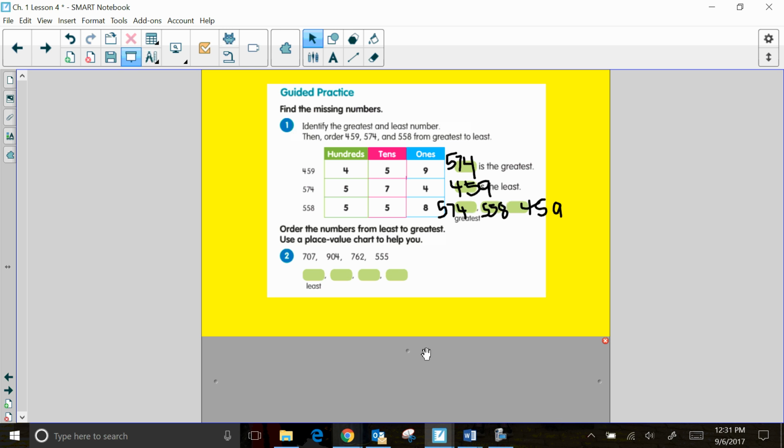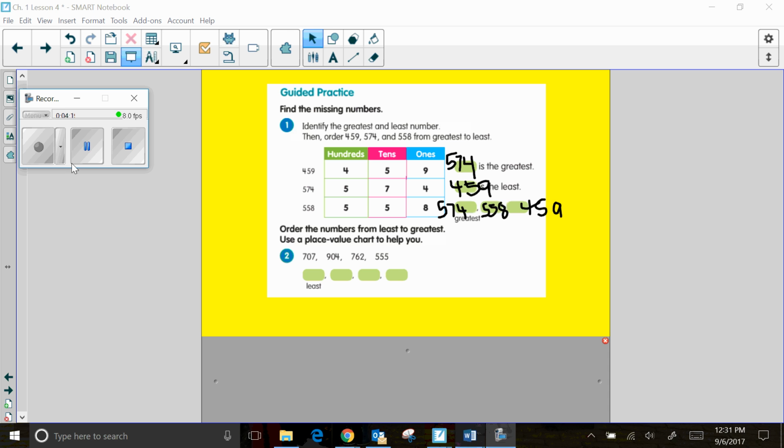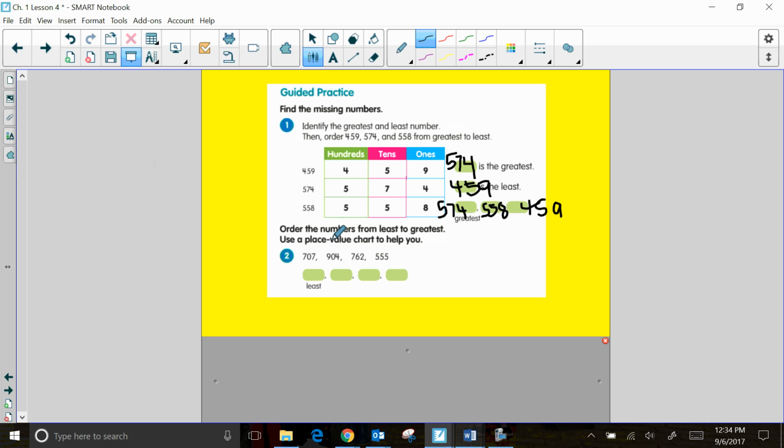Now you try. We have 4 numbers that we're going to order from least, meaning the smallest, to the greatest. Go ahead and give it a try. All right, now that we've had a minute, let's look over here at these numbers and order them from least, meaning smallest, to greatest. Looking at my hundreds place, 700, 900, 700, 500, I see 500 is the smallest.